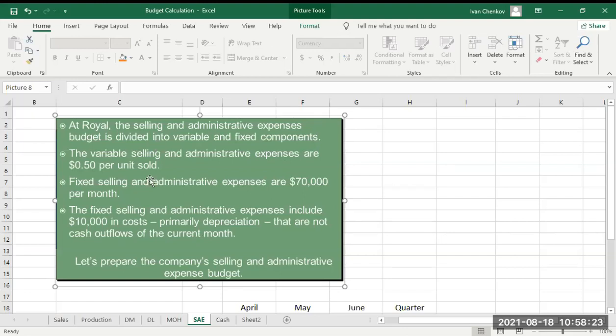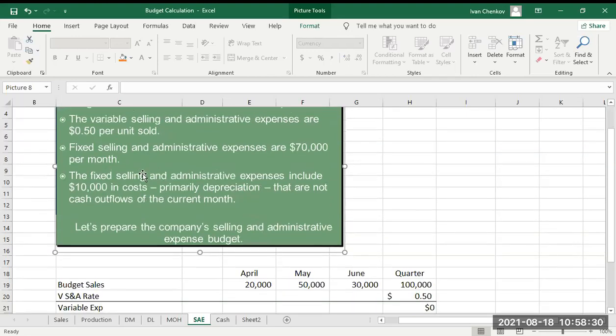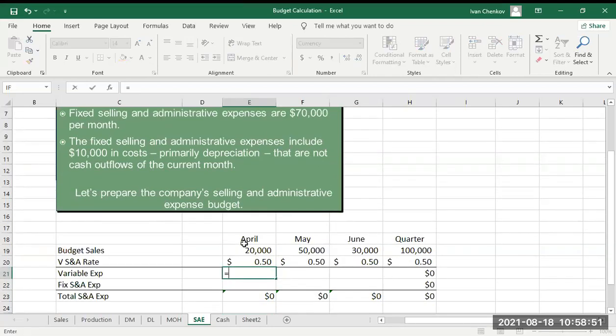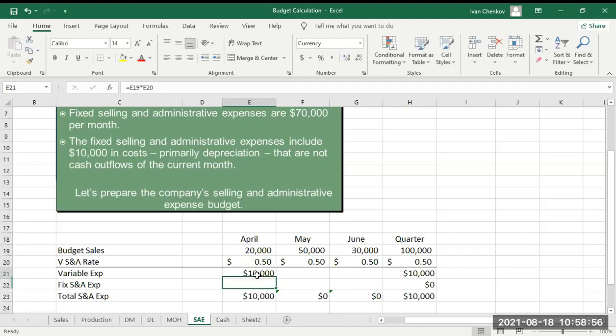Yes. Now the variable selling and administrative expenses are 50 cents per unit sold. So what will be our starting point? Our starting point will be the sales budget. Why? Because we pay variable per unit sold. So that will be 0.50 cents per unit sold. So how much will be our variable expenses? That will be 20,000 times 50 cents. We're going to get $10,000, and all the way to the end.